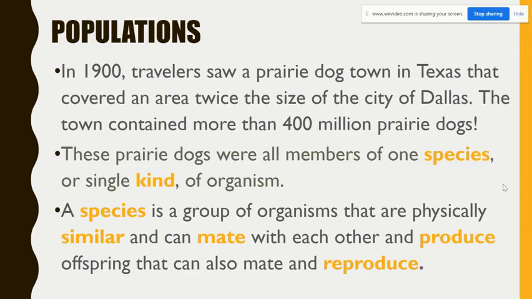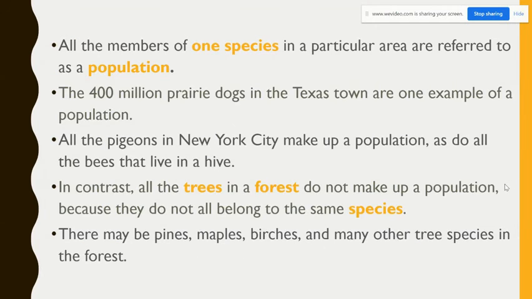So a species, as a reminder, is a group of organisms that are physically similar and can mate with each other and produce offspring that can also mate and reproduce. So all the members of one species in a particular area are referred to as a population. So those 400 million prairie dogs in Texas are an example of a population. They are all the same species of prairie dogs.